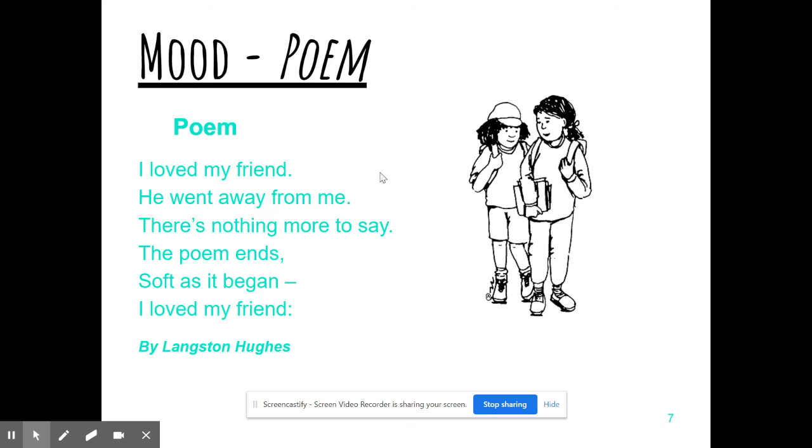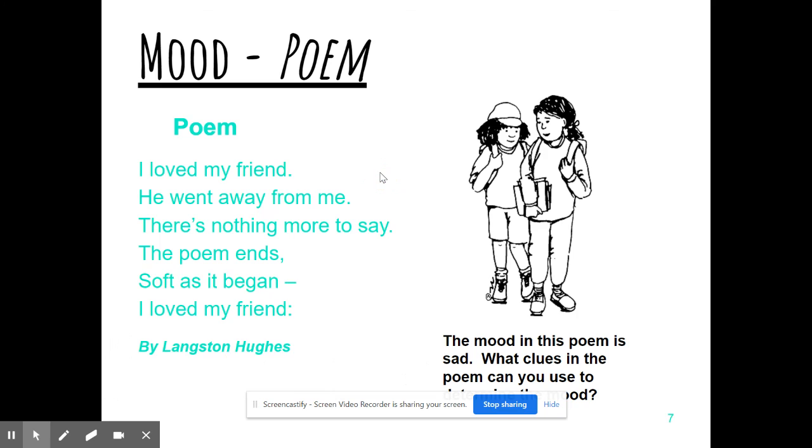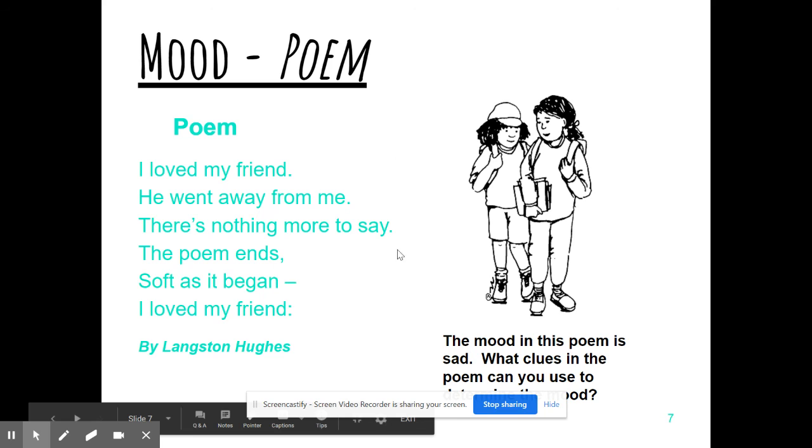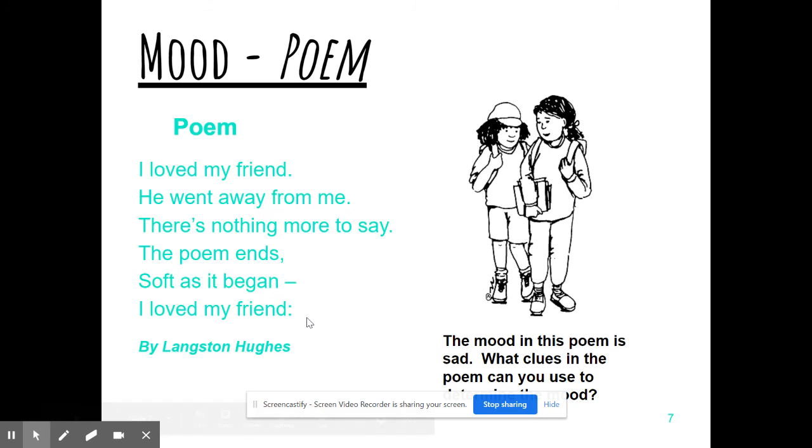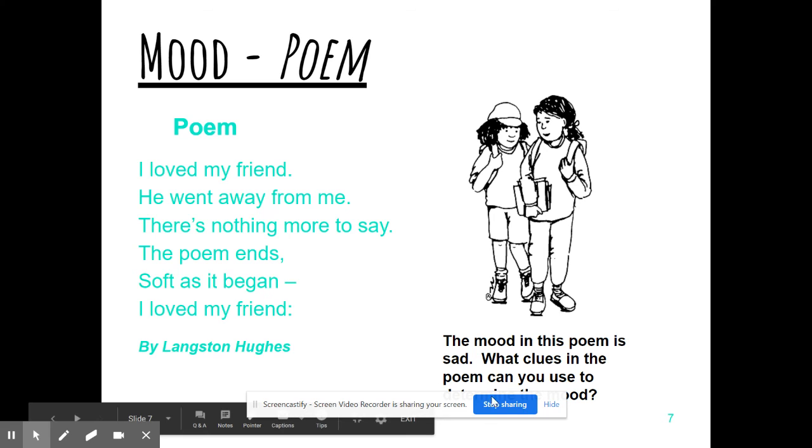Okay, so this one's kind of bittersweet or sad or regretful, talking about loving a friend that went away. Maybe they quit being friends, or maybe something tragic happened to the friend. So this one is kind of sad because of those things, even though we're not able to get any clues from the title. So that gives you an introduction to mood. You want to be looking for the words that the author uses, maybe the rhythm that they use, those types of things.